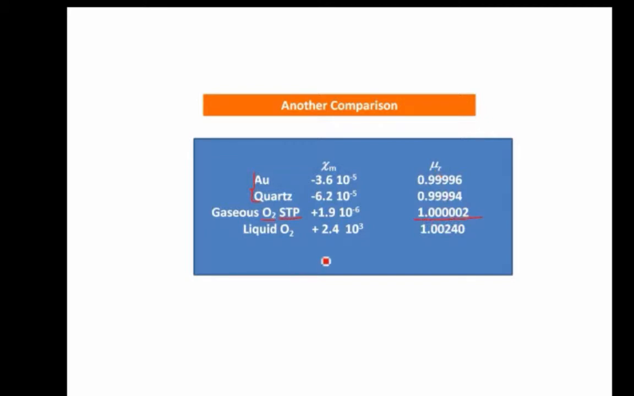Now notice if you go to liquid oxygen, because of the much, much closer density of dipoles, just because of the liquid nature over gaseous, we have a bigger chi-sub-M, quite a bit bigger, and that results in a shift of the deviation from 1 towards the decimal point. So you have this value of mu sub r. And if you've ever seen it, you can put liquid oxygen between the poles of a strong magnet, and it will basically stick between the two poles.